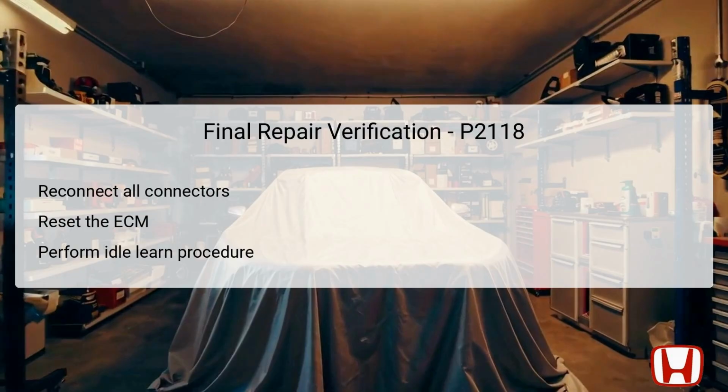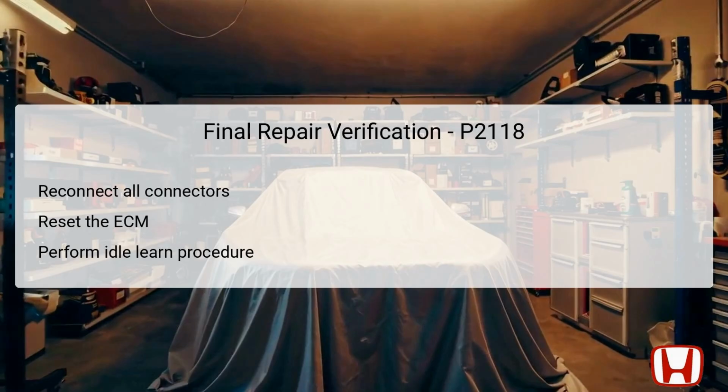After addressing all issues related to the DTC P2118, it is time for final repair verification. Begin by turning the ignition switch to the lock 0 position. Then reconnect all previously disconnected connectors to ensure full circuit integrity. Once all connections are securely in place, turn the ignition switch back to the on 2 position to power the vehicle's systems for testing. Reset the ECM using the HDS to clear any old, stored codes and prepare the system for a fresh start.